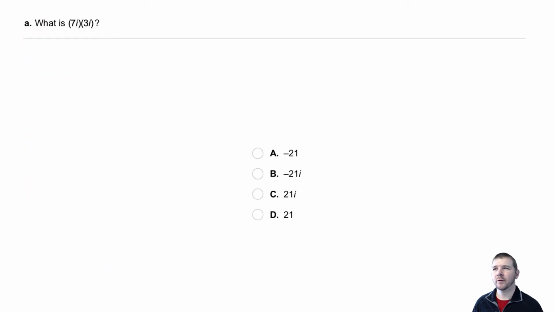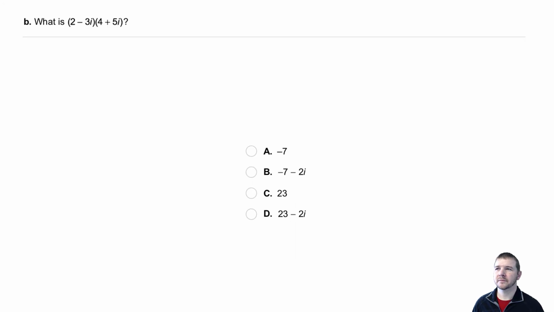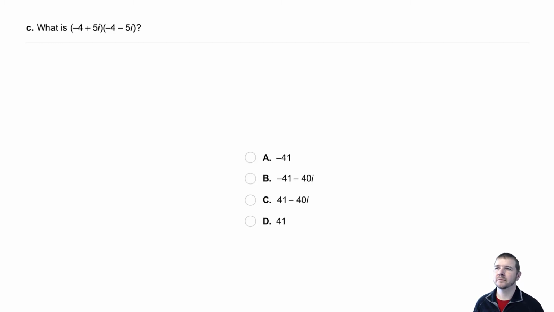Your turn, part A. What is 7i times 3i? Part B. What is 2 minus 3i times 4 plus 5i? Part C. What is negative 4 plus 5i times negative 4 minus 5i?